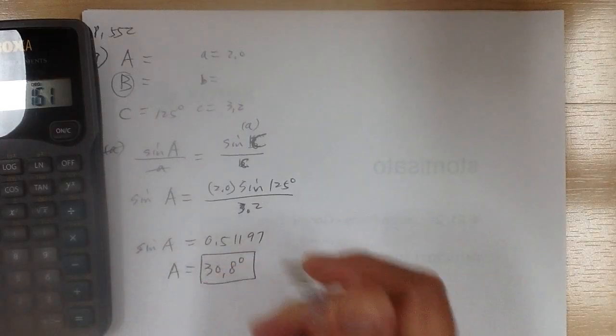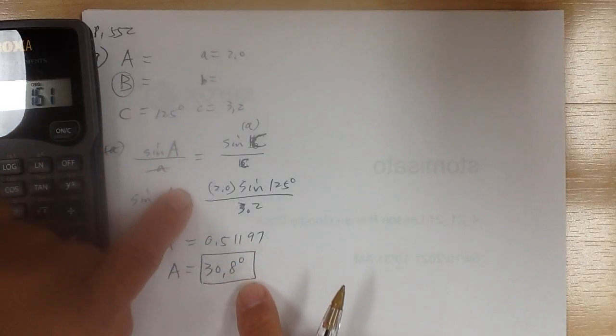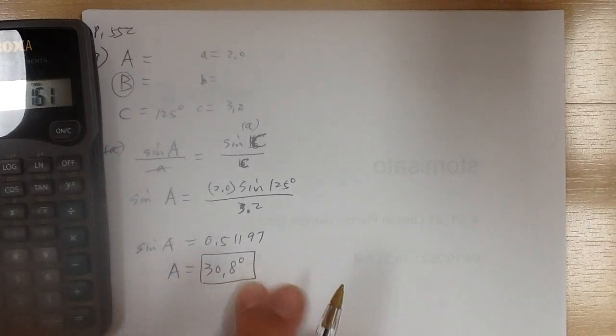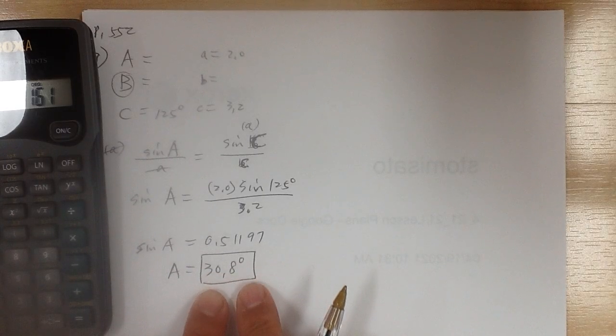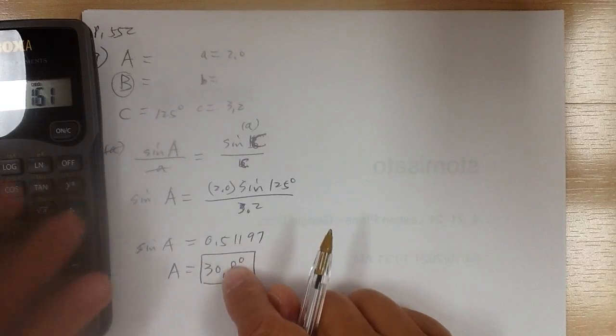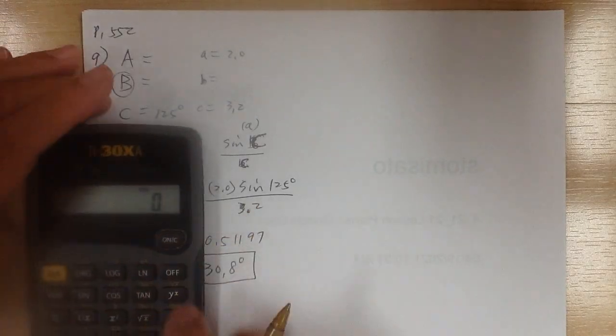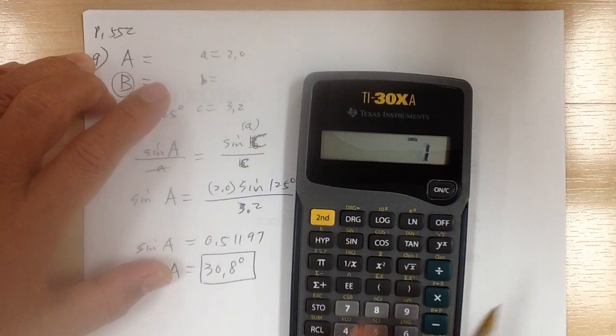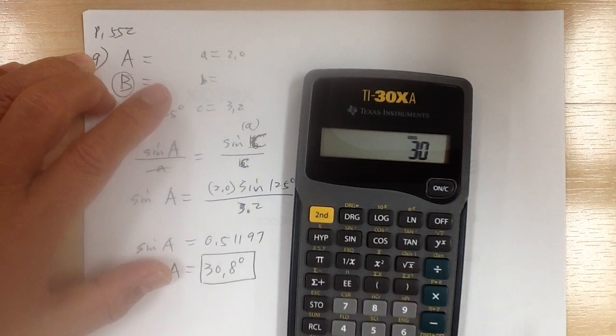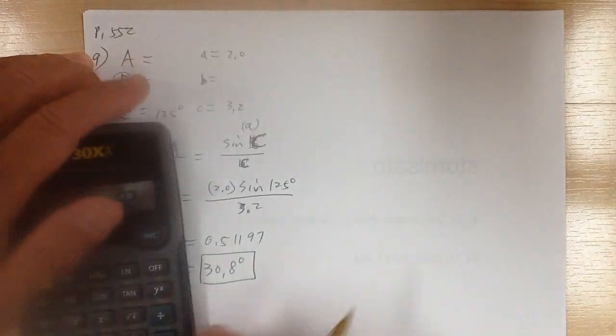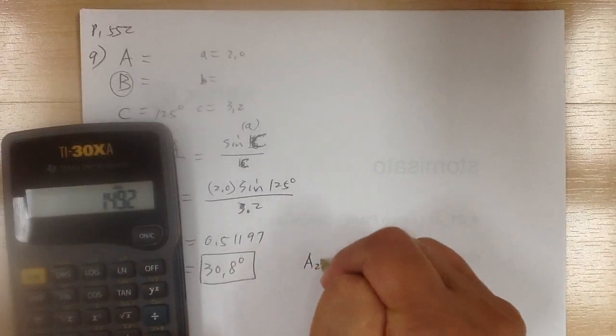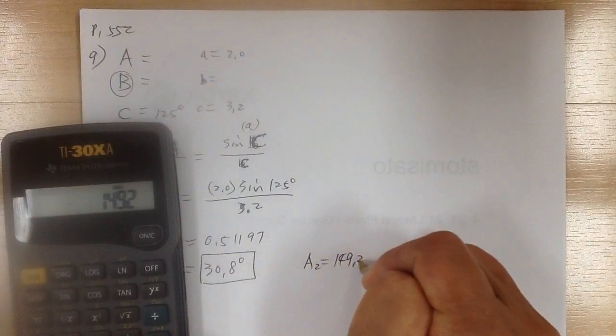Okay. Now you're not done. Whenever you use law of sine to find the angle, you have to look at the other possibility, and the other possibility would be the supplementary of that. So you have to use 180 minus that. So 180 minus 30.8 equal, so the other possibility is equal to 149.2 degrees.